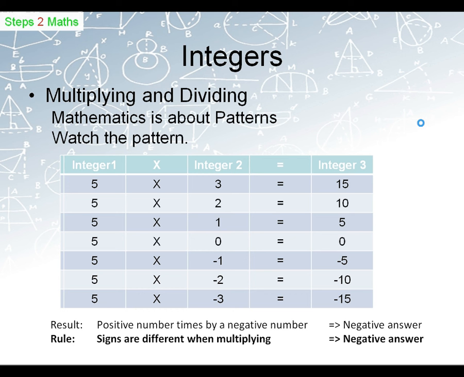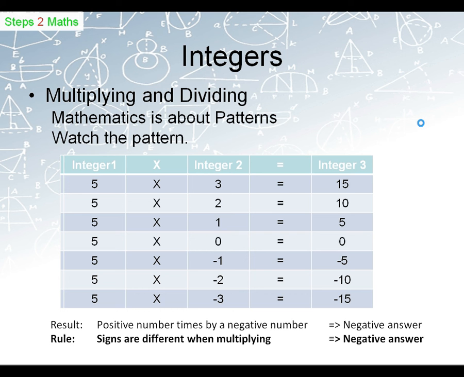So see the column on the right hand side of the table, you're counting down: 15, 10, 5, 0, -5, -10, -15. Okay, so this is just the pattern that we're getting. We already know 5 times 3 is 15. We know that a positive number times a positive number gives you a positive answer. But what we're more interested in is at the bottom of the table, following this pattern, we find that a positive number multiplied by a negative number gives us a negative answer.